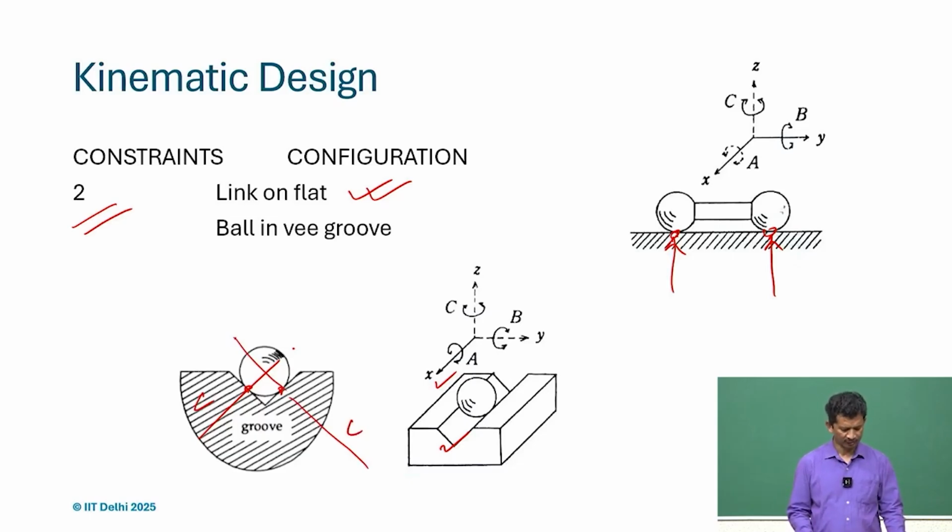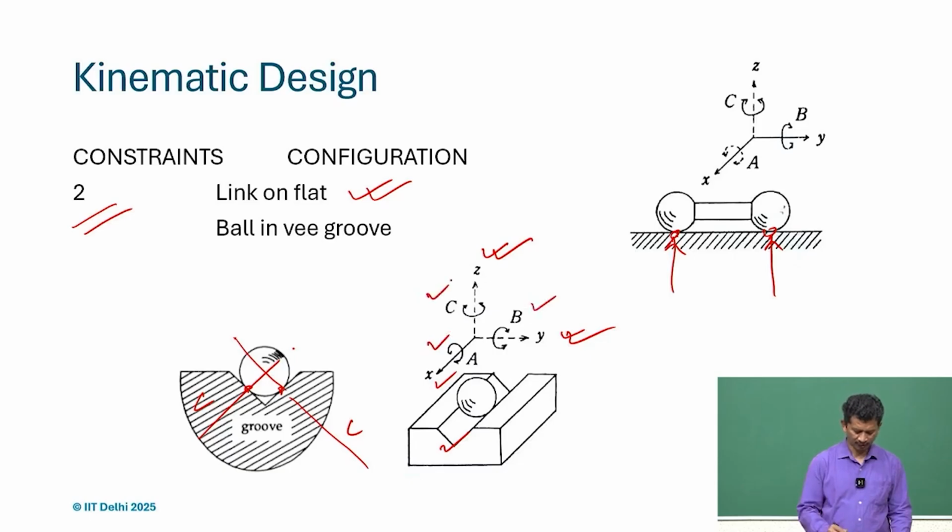But here we can clearly see that in this case the two constraints are the z and y translation, which is perpendicular to the V groove. So, it cannot move along y and z axis, but again you have all the rotations and one translation, which is the x axis here in this case, which is aligned to the V groove axis.